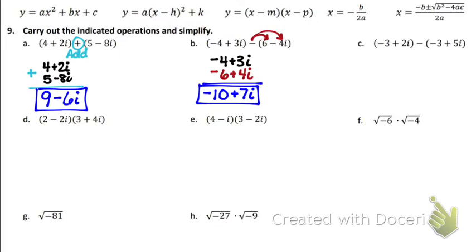Part C, what am I supposed to be doing here? Subtracting, so I'm going to distribute my negative. I leave the first one alone. I just recopy the first number, negative 3 plus 2i. With the second one, I distribute first. So that becomes 3 minus 5i. What happens when I put negative 3 and positive 3 together? 0. That part cancels. What about 2i minus 5i? Negative 3i.